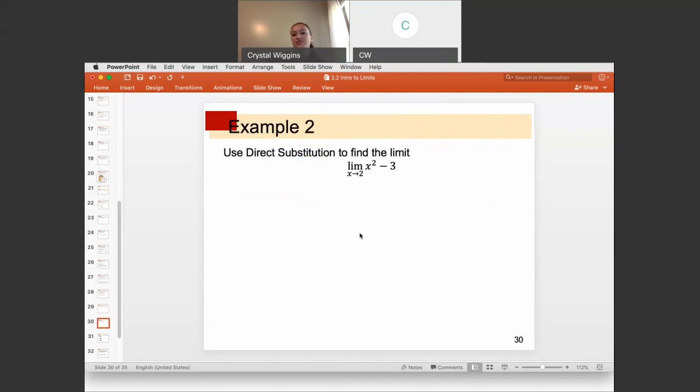Using direct substitution to solve the following limit, literally put the 2 in for x. 2 squared is 4 minus 3 is 1. The limit as x approaches 2 for the function x squared minus 3 is equal to 1. Those are obviously going to be the easiest limits.